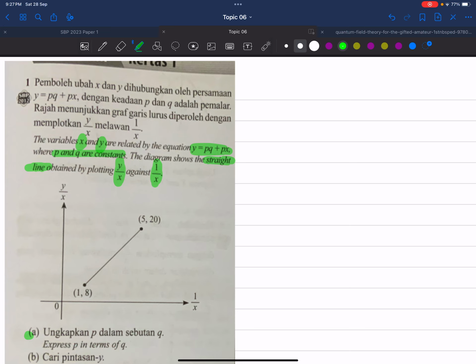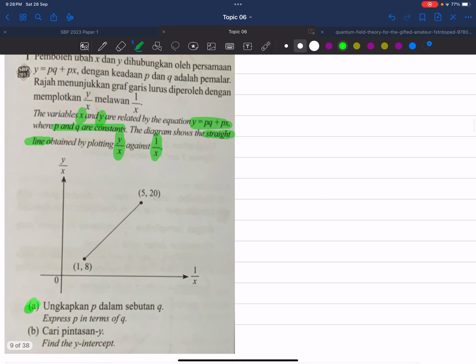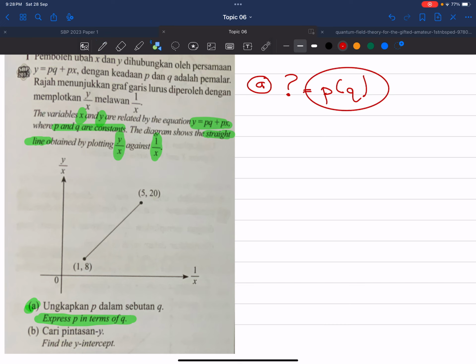Okay, now we look at the question. Part A: express p in terms of q. So part A is asking for p in terms of q. As usual, we start from what they ask. They are asking p, so I will go to the equation, which is y equals pq plus px. So I'm going to start with the equation.